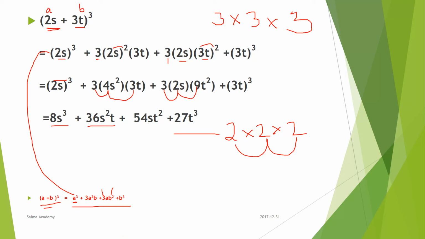right? Another way to solve this question is that you write down 2s plus 3t three times: 2s plus 3t multiplied by 2s plus 3t multiplied by 2s plus 3t, and then multiply, the answer will be the same. But when you see any integer or any variable here, a plus anything, and the whole cube, then follow this formula. Your answer will never be wrong.